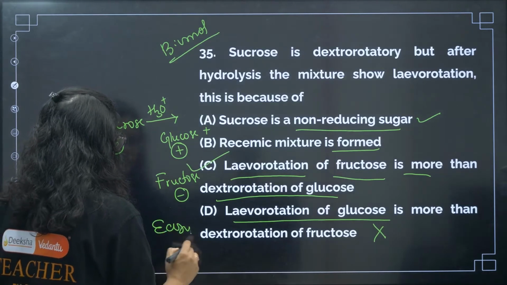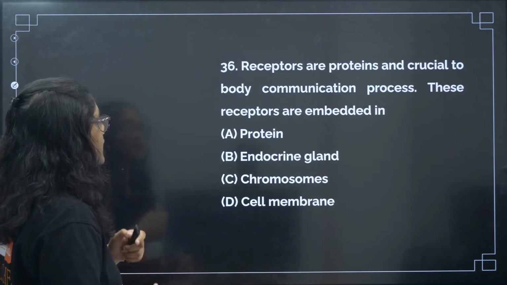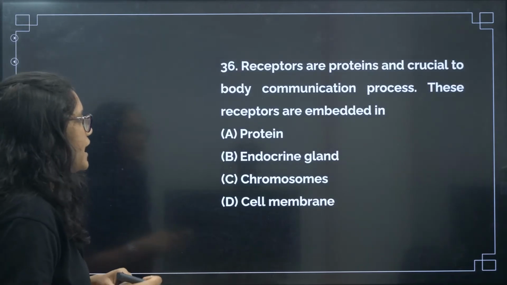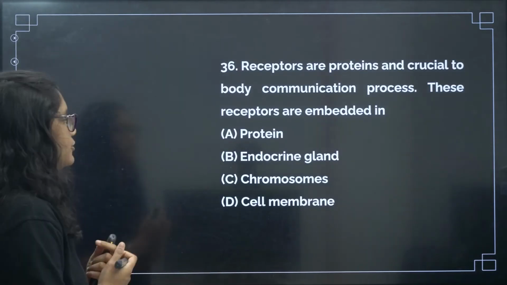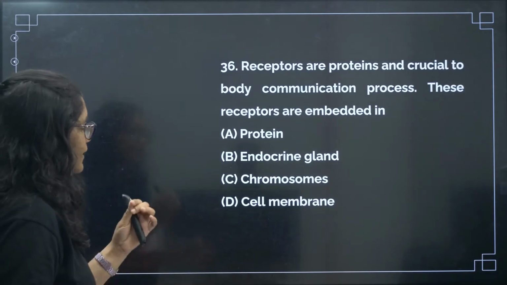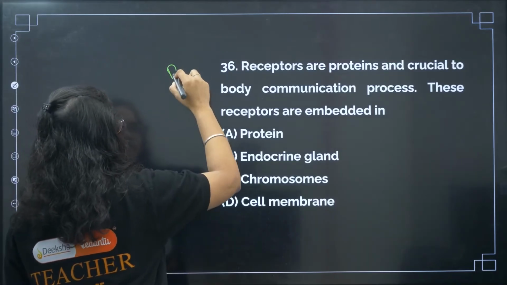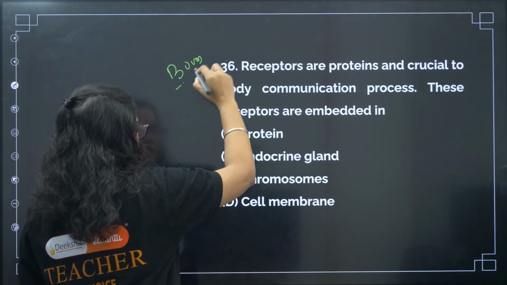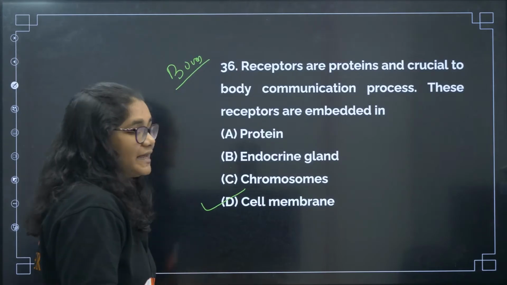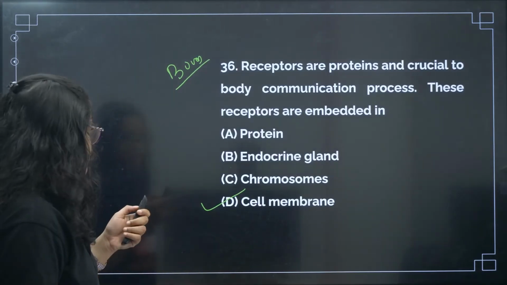Easy question. Next, question number 36. Receptors are proteins and crucial to the body communication process. These receptors are embedded in... Again, this question is from biomolecules. So these are embedded in your cell membranes. The correct answer is option D.